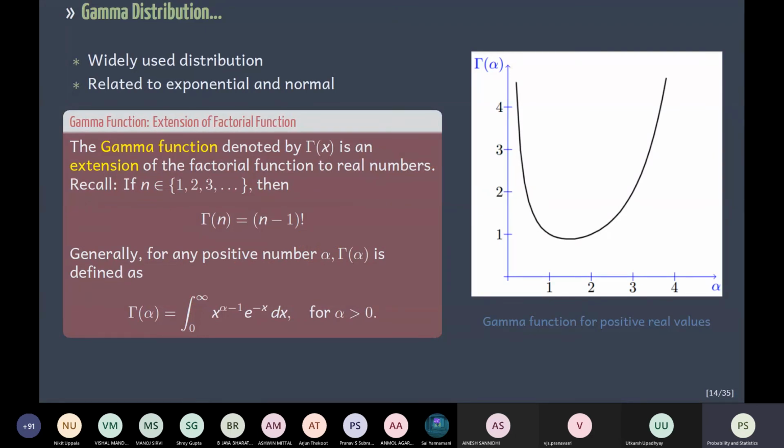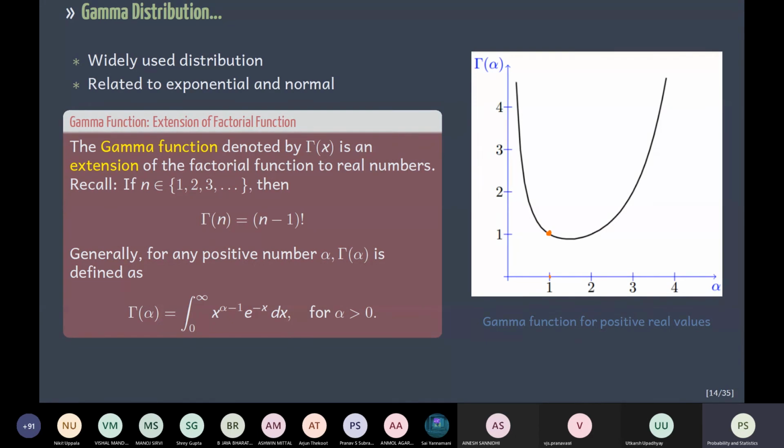If we plot these gamma function values for different values of alpha, this is what it will look like. We know that at 1 it should produce 1, which is correct. At 2, oh my god, what is going on here? Did my plot go wrong?